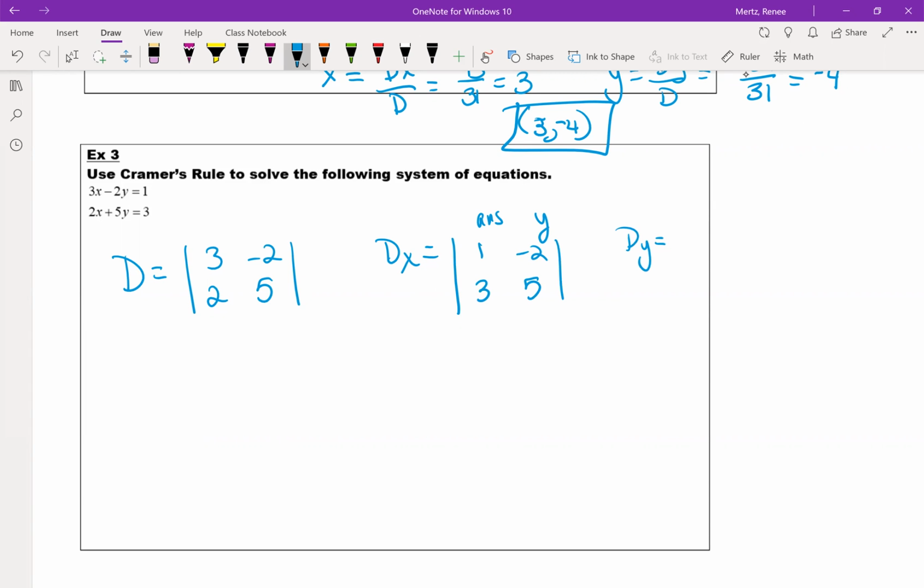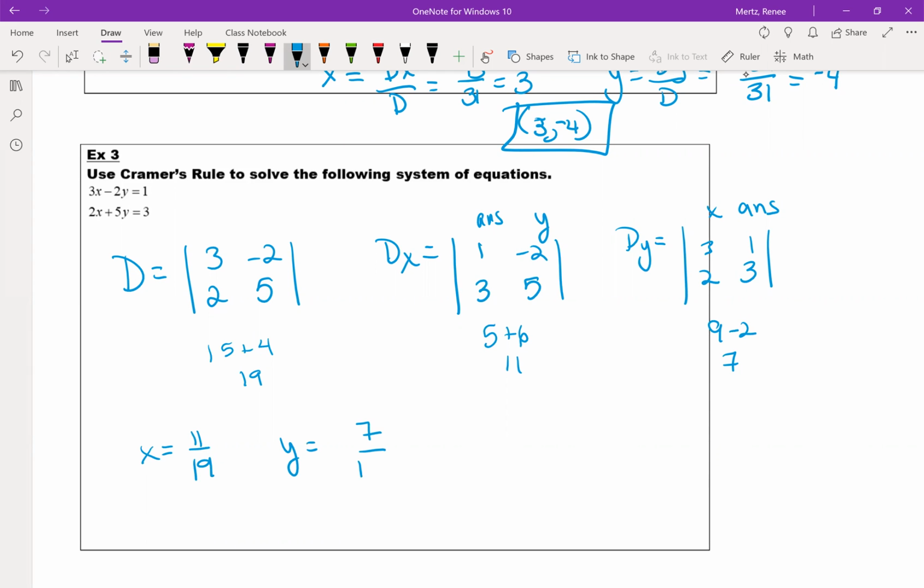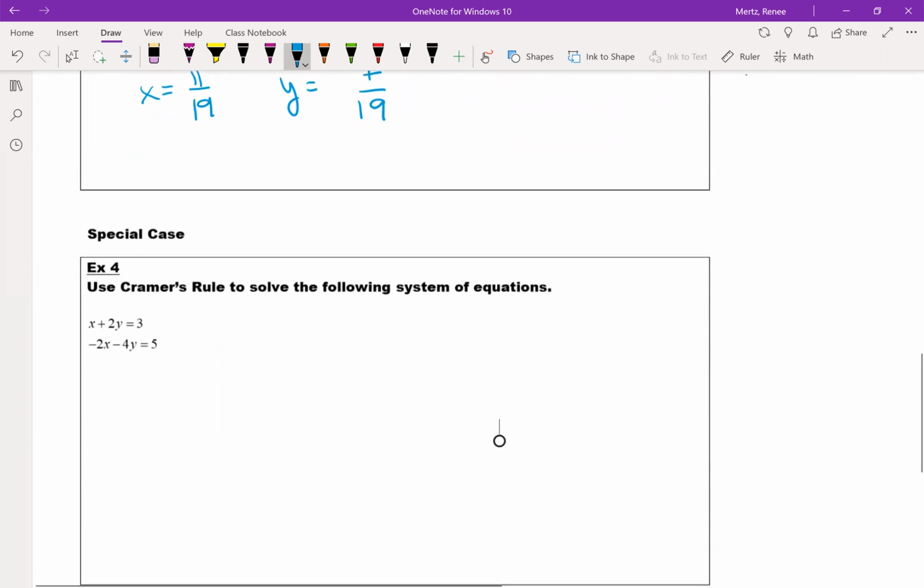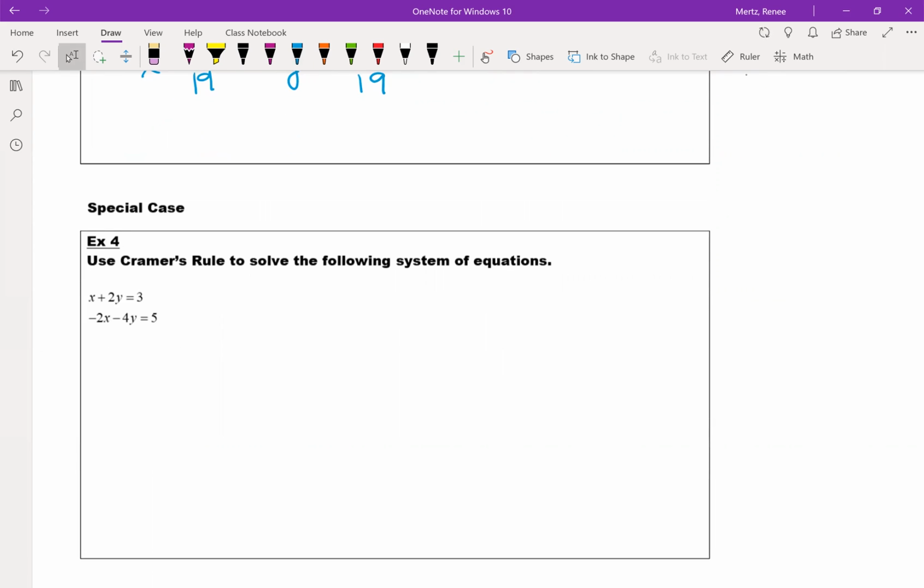D of y is x's and then the answers. The x values are 3 and 2. The answers are 1 and 3. Solve each of these. 15 plus 4 is 19. 5 plus 6 is 11. 9 minus 2 is 7. So x is equal to 11 19ths. Y is equal to 7 19ths. So that's our answer for x and y. You can feel free to do the check.